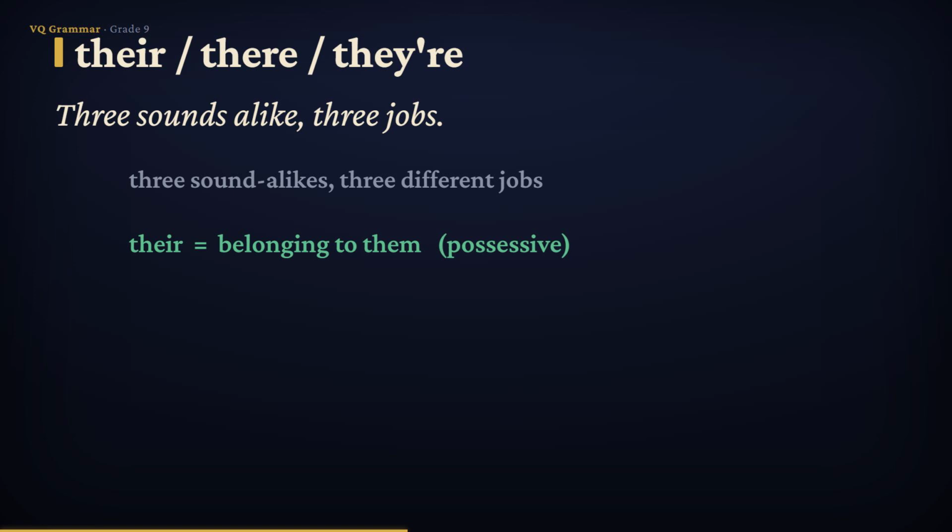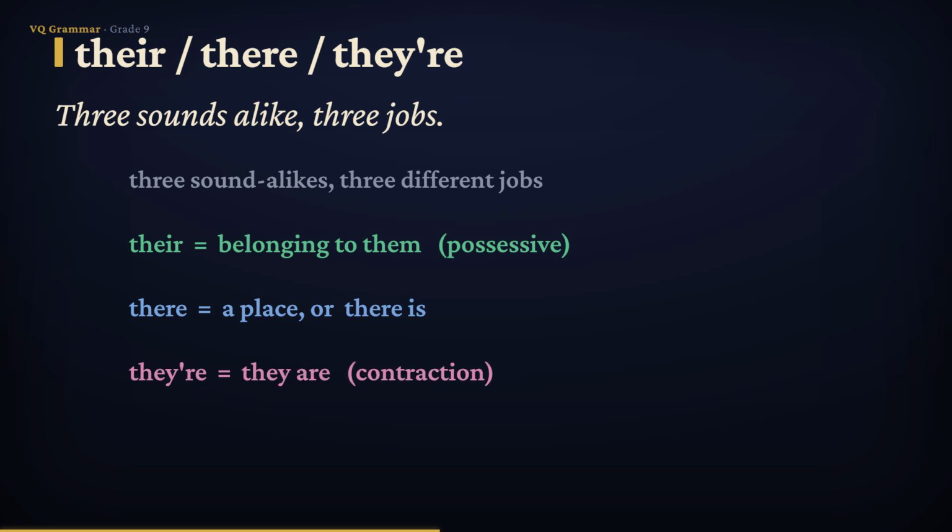Their, T-H-E-I-R, is possessive. It means belonging to them, as in their gear. There, T-H-E-R-E, points to a place, or starts a sentence like there is. And they're, spelled T-H-E-Y-apostrophe-R-E, is simply a contraction of they are.